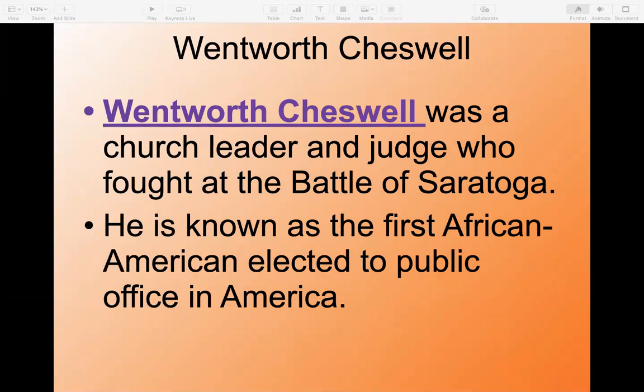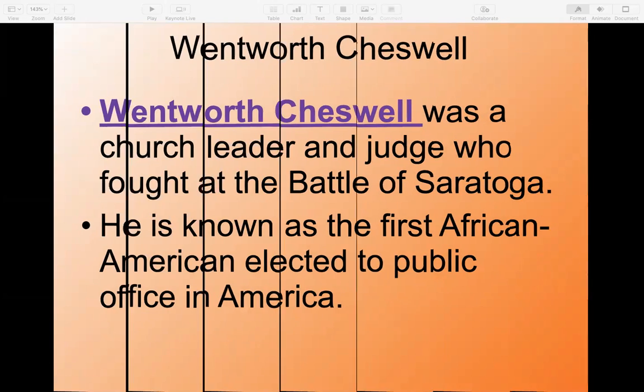So, Wentworth Cheswell. Wentworth Cheswell was a church leader and judge who fought at the Battle of Saratoga. He was known as the first African-American elected to public office in America.